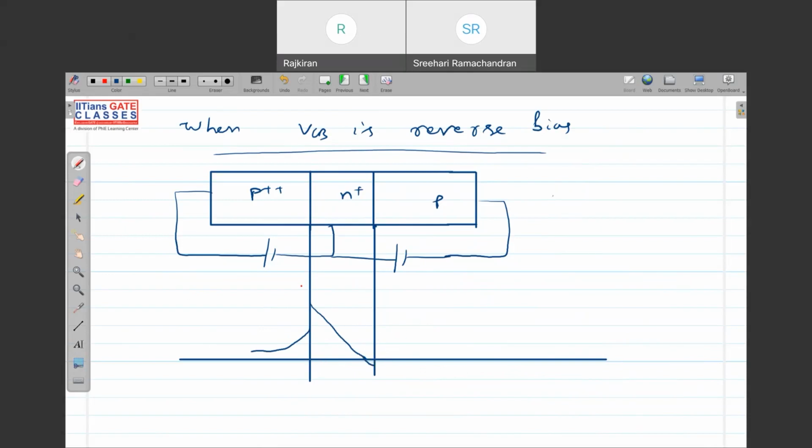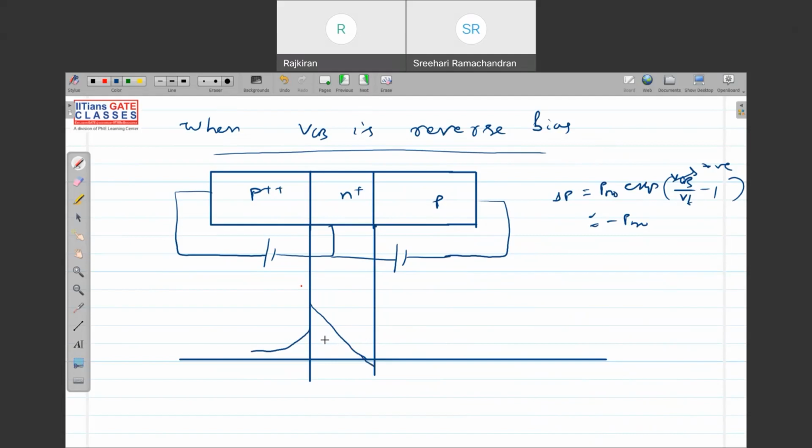Because you know, the delta P is equal to Pn0 exponential of VCB by VT minus 1. Okay, since VCB is negative, so this is approximately equal to minus Pn0, right? So the slope will be almost similar. There won't be much change in slope.